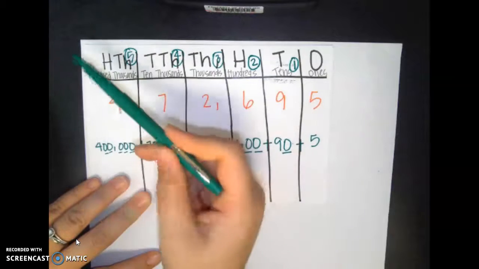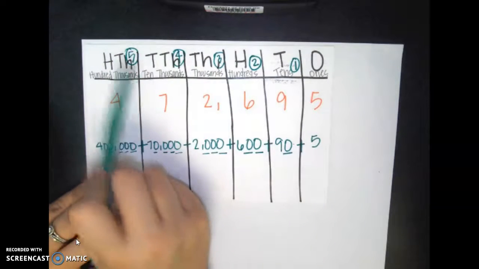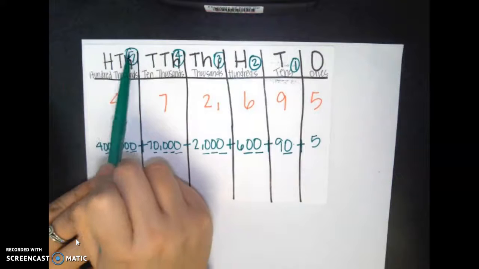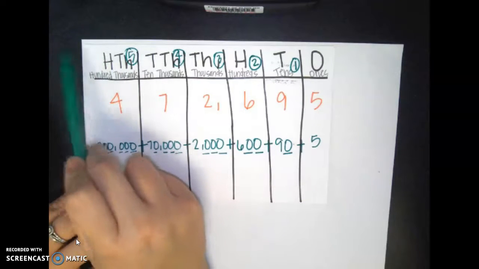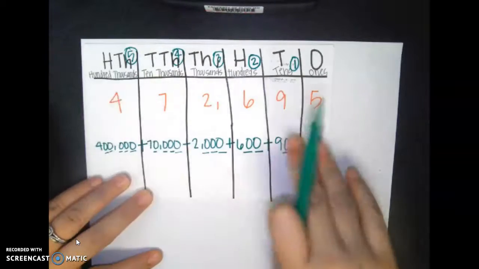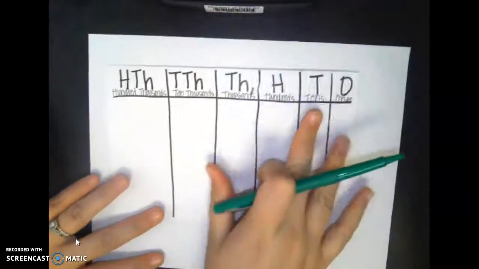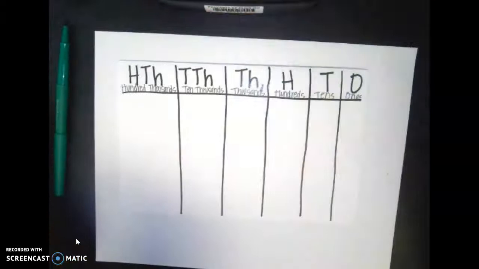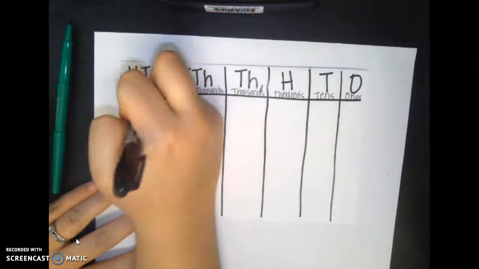Can you guess what would happen if we kept going in our place value chart? You would just keep adding another 0. So then it would be 6 and then 7 zeros. But we don't need to worry about that now. We're going to stop in the 100,000s in 3rd grade. So let's create another number.